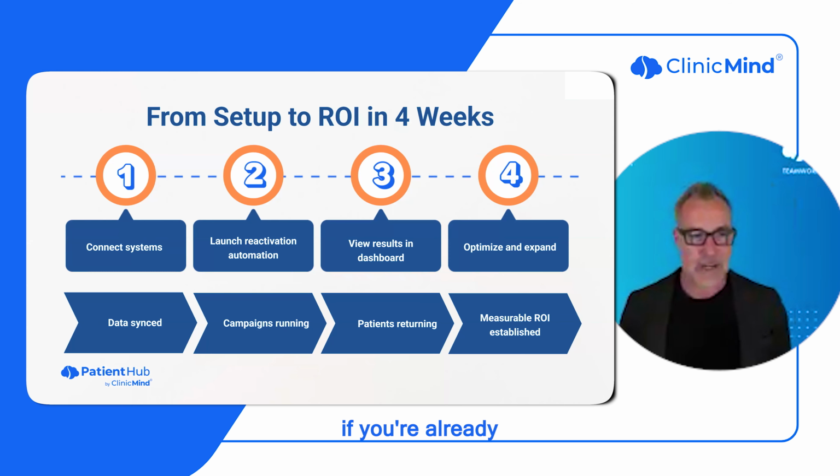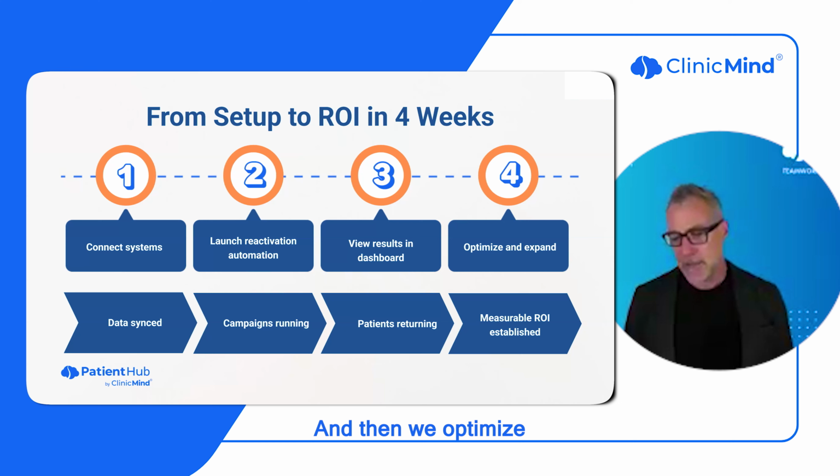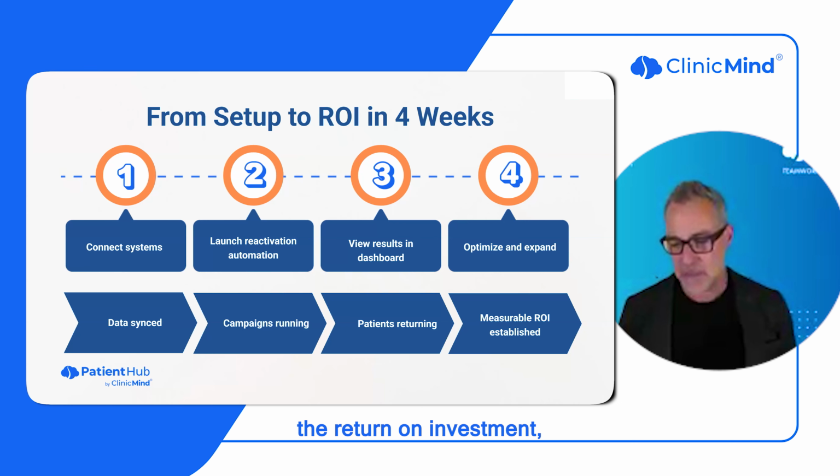How do we set this up? If you're already a ClinicMind customer, we're just turning on PatientHub, setting it up, making sure the data is syncing properly. We launch right away the reactivation automation. Campaigns are running. We review the results in the dashboard, and patients start scheduling and showing up, and then we optimize those things and measure the return on investment on the different campaigns for reactivation, and the ROI is established. So within 4 weeks, everything is running smoothly and optimized for your return on investment.